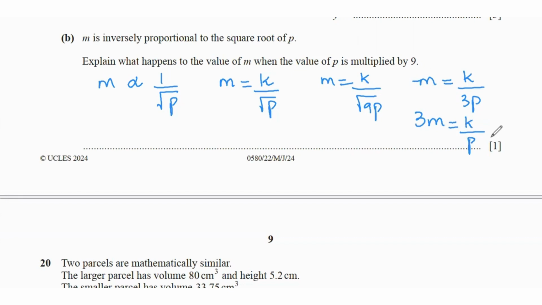Hence, what's happening to m? The value of m is decreasing by 3 times. That is your answer.